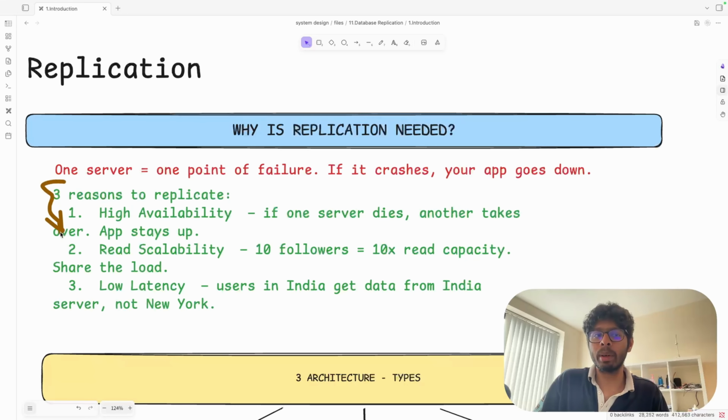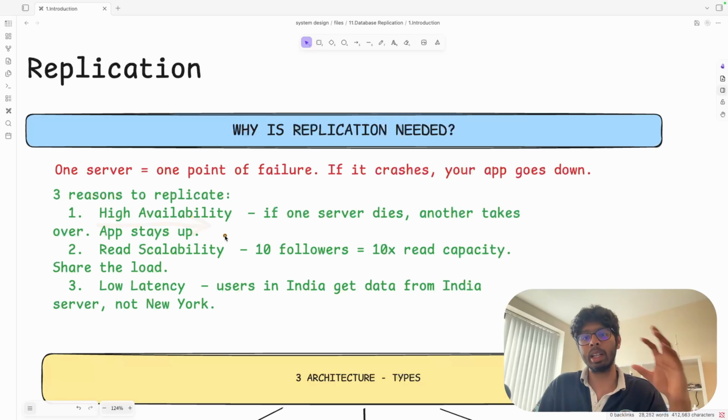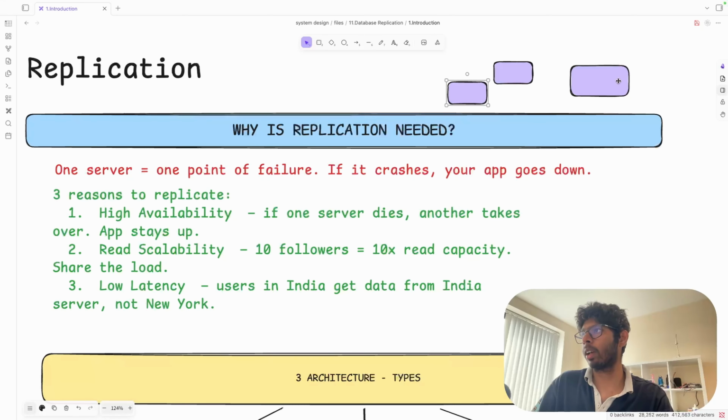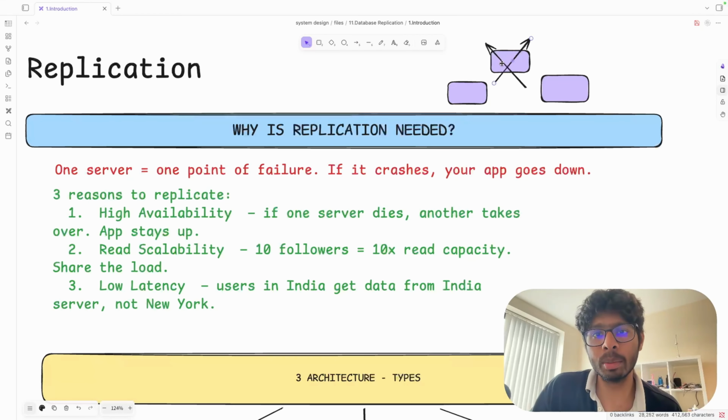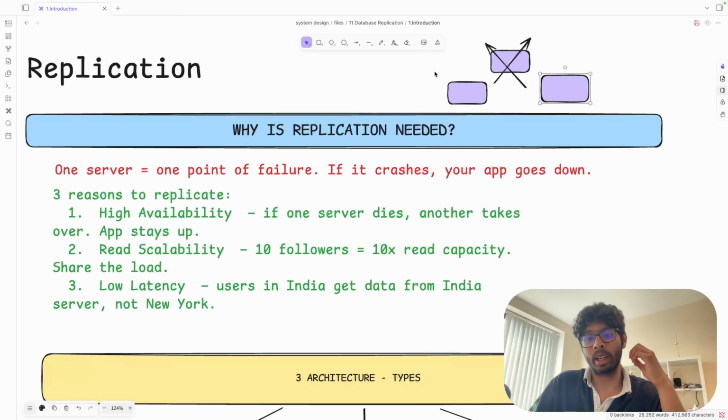There are three main benefits of replication: high availability, read scalability, and low latency. Let's discuss them one by one. The first one is high availability, because we have multiple copies. If I draw again, we now have three databases: one primary and two replicas, or we can say we have three copies of the data. Now let's say this one crashes. We don't have to worry, because these two databases are still there, they have the same data, and they can still provide the data. They can also handle write operations in some cases, so we can say that our system is highly available in that case.